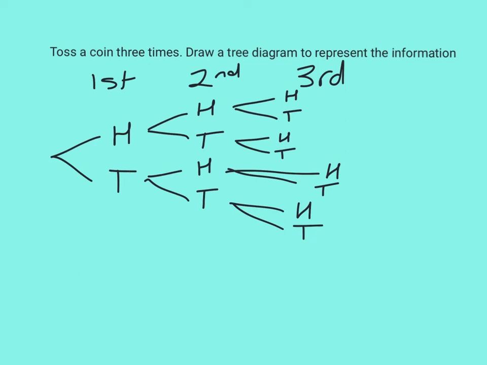And if I count up those, I have 1, 2, 3, 4, 5, 6, 7, 8 possible outcomes.